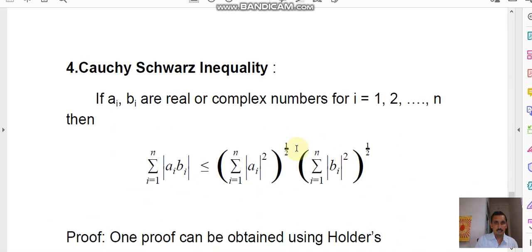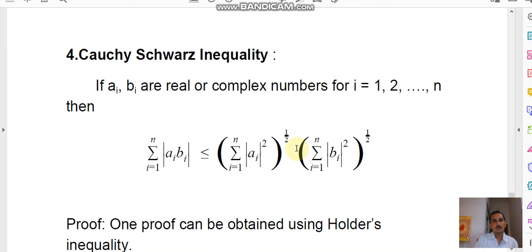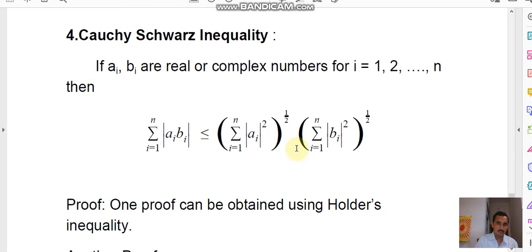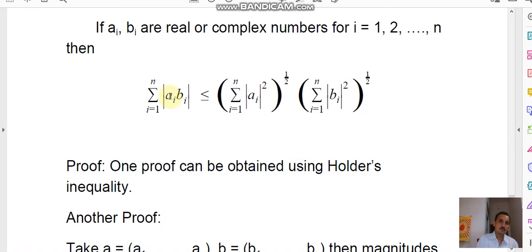So last is the Cauchy-Schwarz inequality. Here we have a_i and b_i as real or complex numbers. Then this inequality tells us that the modulus of the summation of a_i b_i, i varying from 1 to n, is less than or equal to summation i varying from 1 to n of modulus a_i squared, whole to the power 1/2, into summation i equal to 1 to n of b_i squared, whole to the power 1/2.